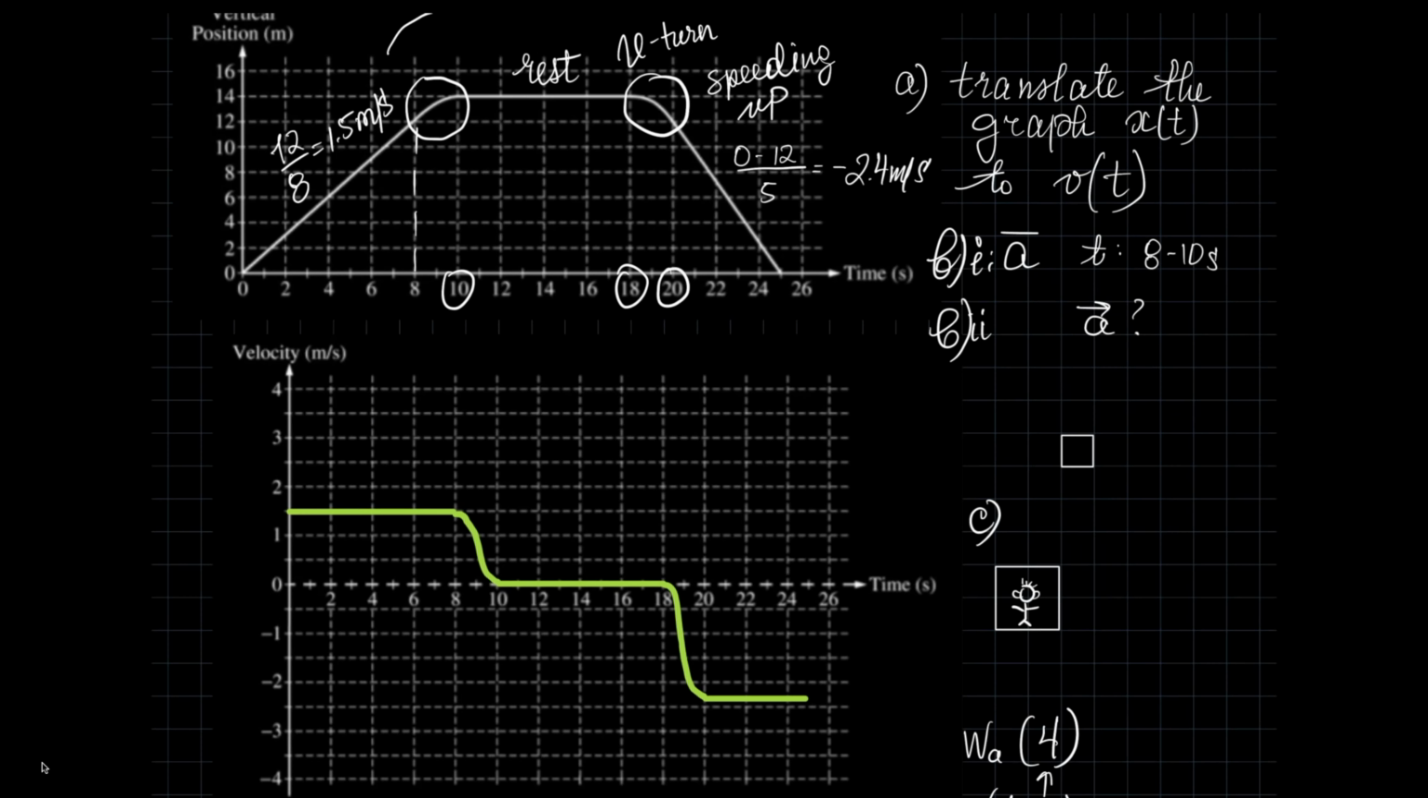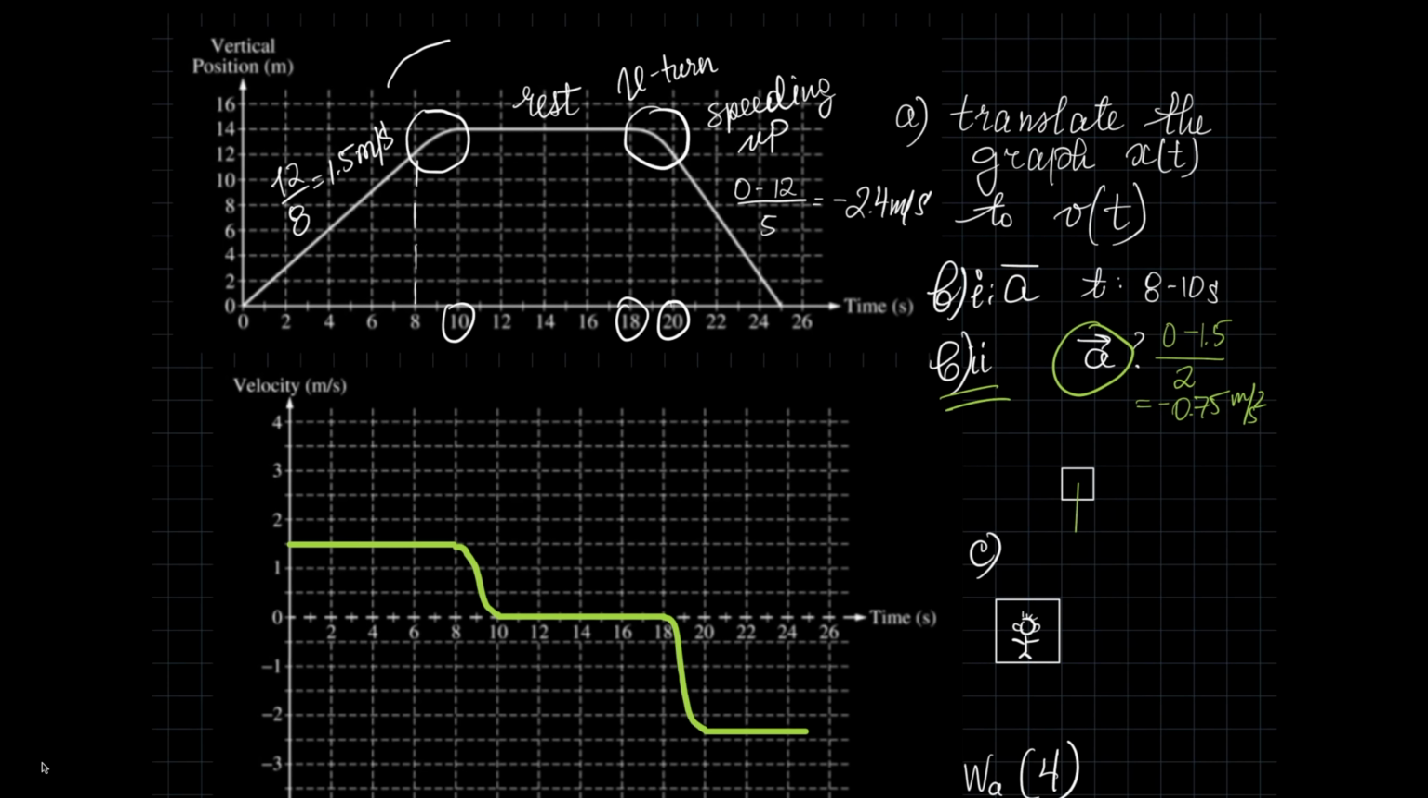Moving on, they're asking us to figure out the average acceleration between 8 and 10. We went from 1.5 to 0 in 2 seconds. So it's going to be negative 0.75 meters per second squared. And they're asking us to show the acceleration on the elevator in B II. The elevator is going upward, so it's a downward acceleration like so.